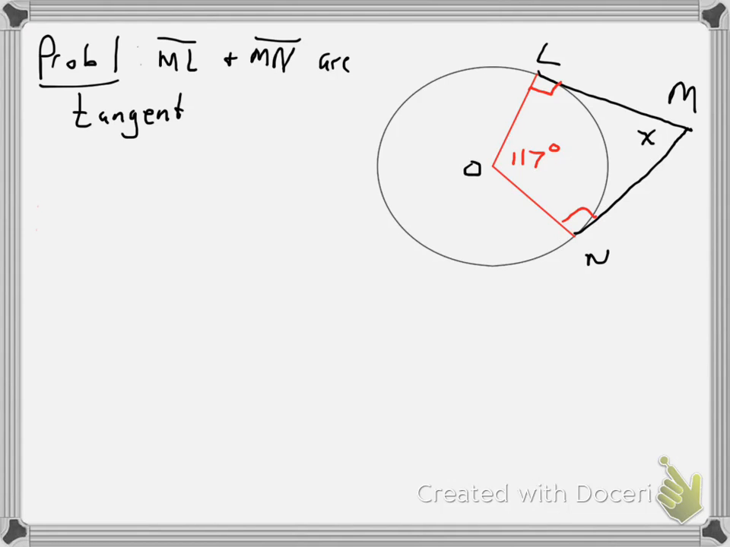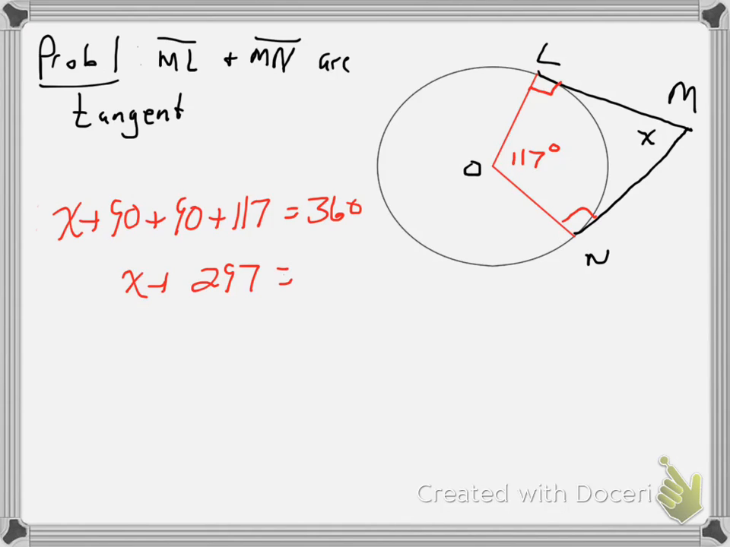So if we're trying to find x here, this is a four-sided figure. It's just a kite, basically. So we have a four-sided figure here that you're going to just take x plus 90 plus 90 plus 117 equal 360 degrees. Why? Because it's four-sided. Combine your terms, you get x plus 297 equals 360. Subtract the 297 from both sides, you end up with x equals 63 degrees.